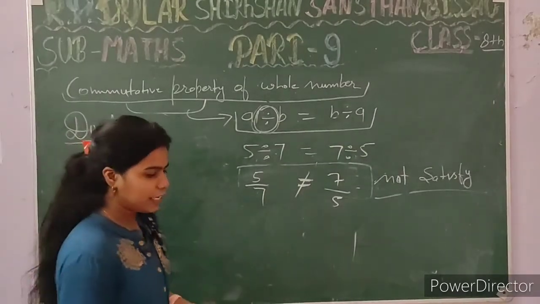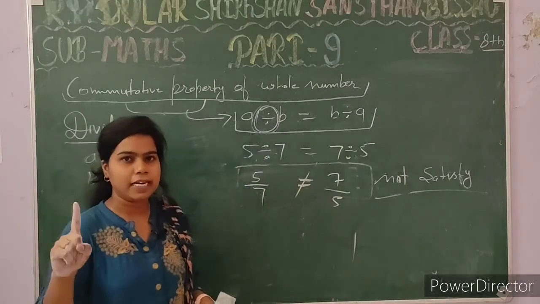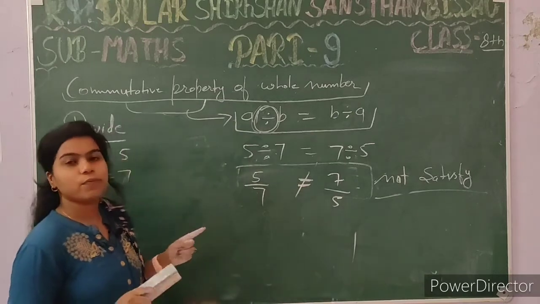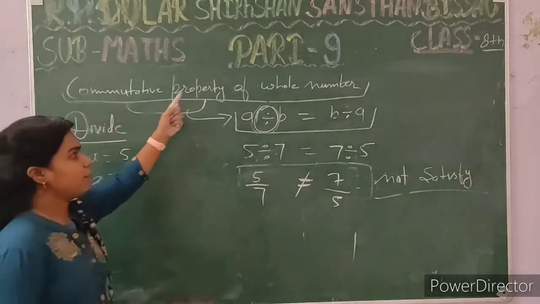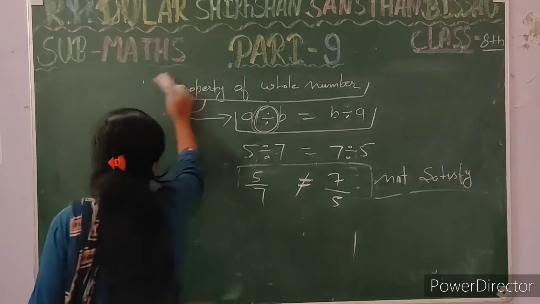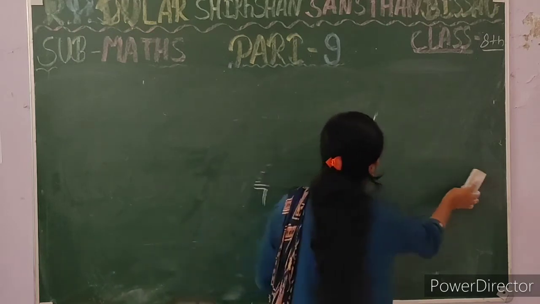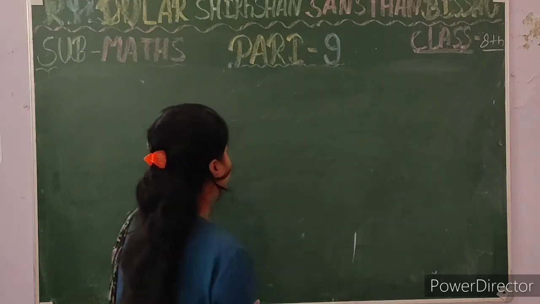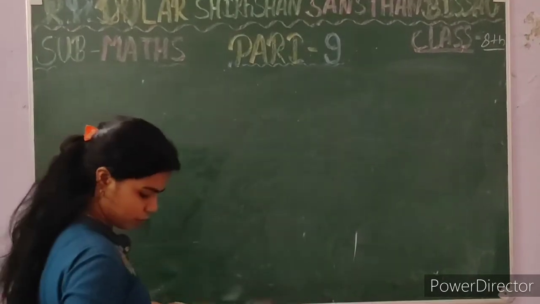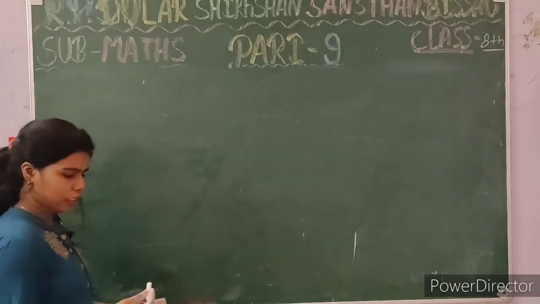Okay, so students, I tell you addition, subtraction, multiplication, division. Our addition and multiplication will be satisfied, and subtraction and division will not satisfy the commutative property of whole numbers. So in today's class I told you four parts of the commutative property of whole numbers: addition, subtraction, multiplication and division.